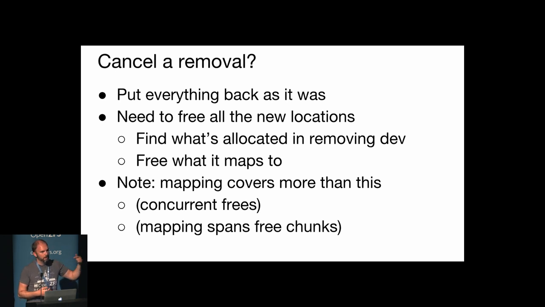So it was originally used, but now it's not allocated anymore. So if we tried to free it, we might be freeing somebody else's stuff. So instead, we go through the device that we're trying to remove. We go through its space maps again to find what's actually allocated on it now, and then look through the indirection table to tell us where we move that to, if anywhere, and if so, we free that.